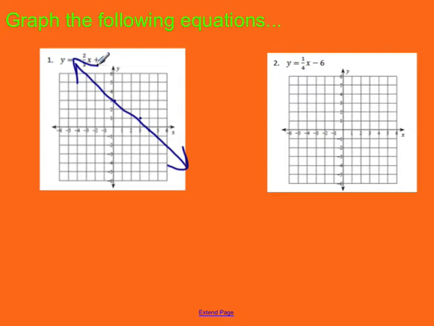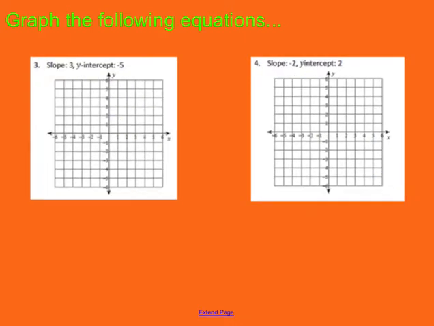Now taking a look at number 2, I see that we're crossing the y-axis at negative 6. Here's my y-axis, and I'm going to find negative 6, which is right here. And then I'm going up 1 and over 4. Remember, slope is always rise over run. So up 1 over 4, plot that point. Then I can go ahead from there and extend that out, and I have my line.